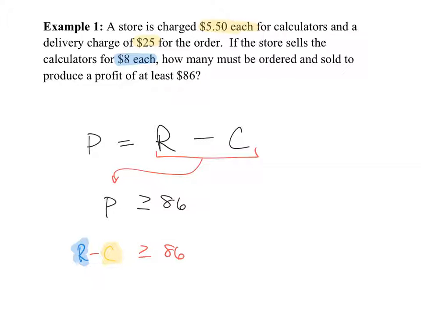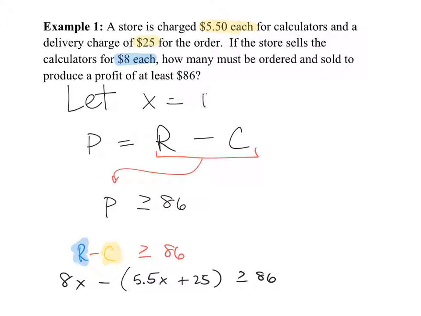Now, let's go ahead and write those out. So revenue is $8 for each calculator sold. The cost is $5.50 per calculator plus a $25 initial cost for the shipping. So what should my let statement be at the very top here? What should my let statement be, Alex? Let X equal the number of calculators bought. Good. Number of calculators, and it's bought/sold, because we're assuming that all are sold.